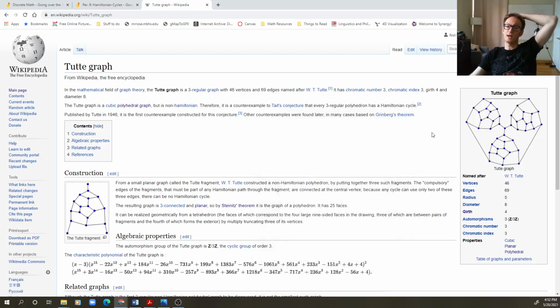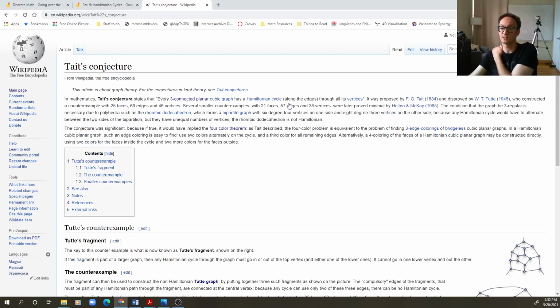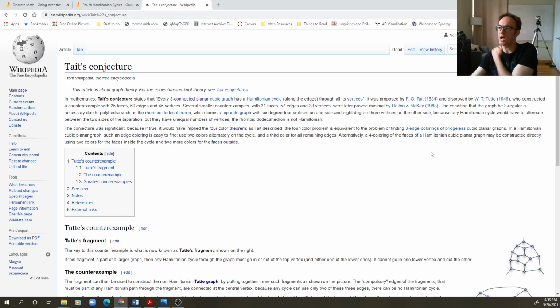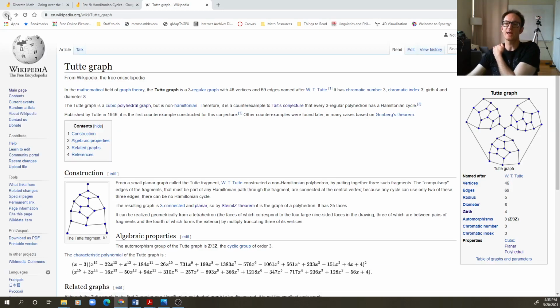In other words, every graph which is the graph of a polyhedron, where 3-regular means that every vertex has degree 3, must have a Hamiltonian cycle. I guess that's what 3-regular means. This is Tait's conjecture: every 3-connected planar cubic graph has a Hamiltonian cycle. Anyway, getting kind of off track here, but this is why this graph is so famous.